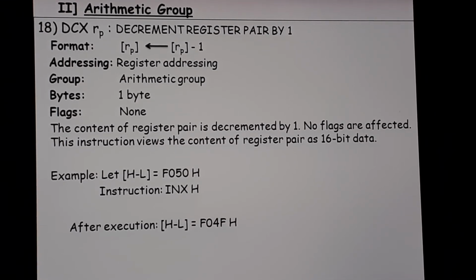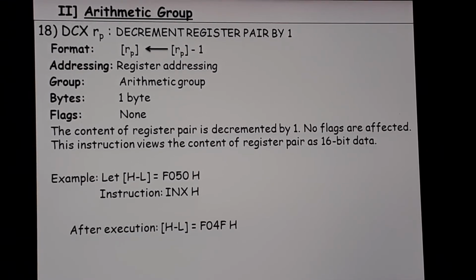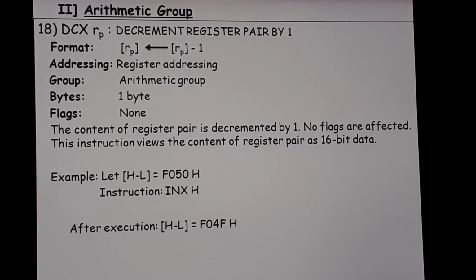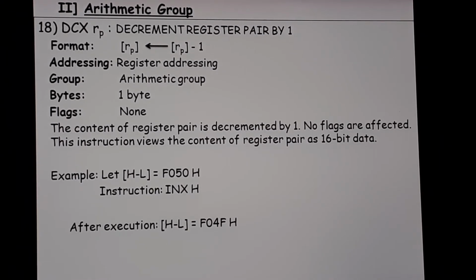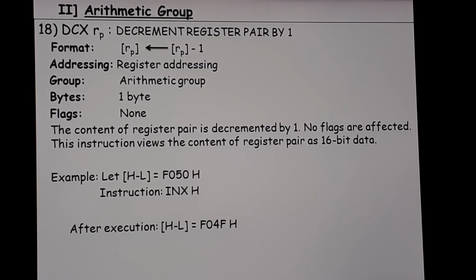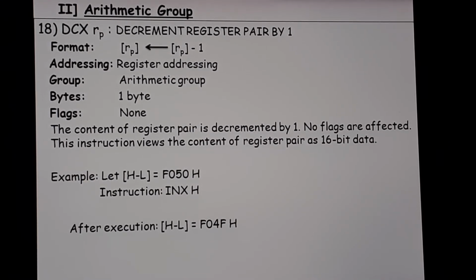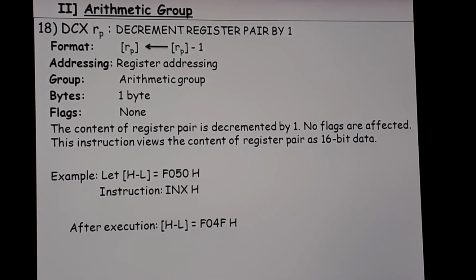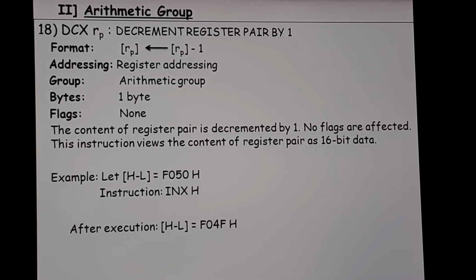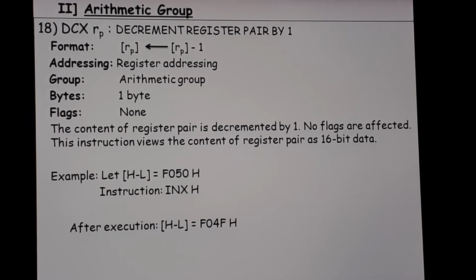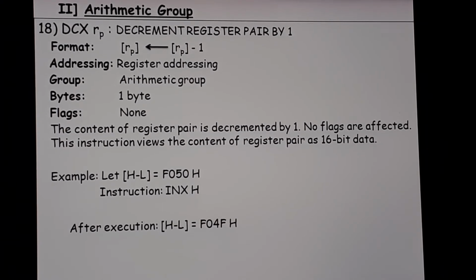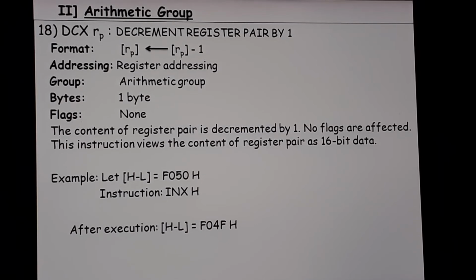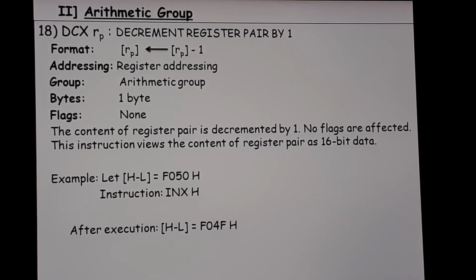Then the comment, the explanation you will write as the comment: the content of the register pair is decremented by 1, and the result of the decrementation or subtraction is stored in the register pair itself. No flags are affected. This instruction views the content of the register as 16-bit data. This line you can skip; you can mention only up to no flags are affected. See, now you have to write the example even if they don't ask you. You still have to write these things, that is format, addressing mode, group, bytes, flag, comment, that is the explanation, and the example compulsorily, which will give you only 1 mark, but still you have to write everything.